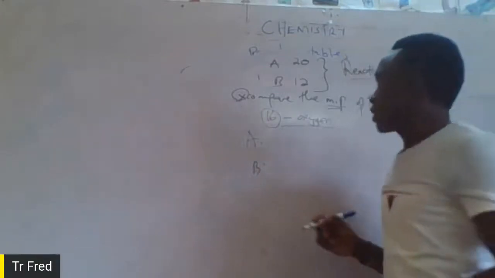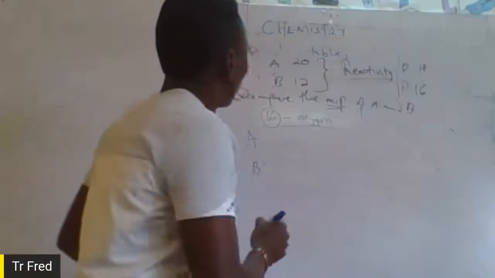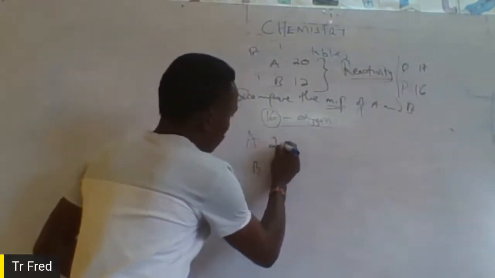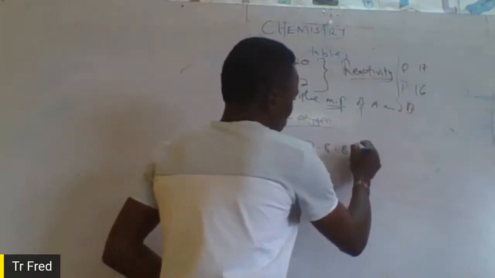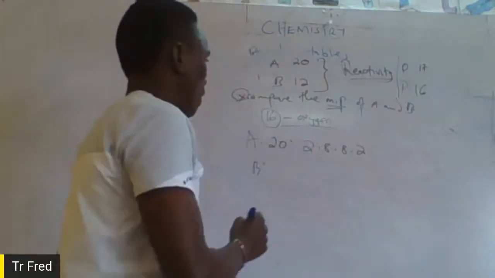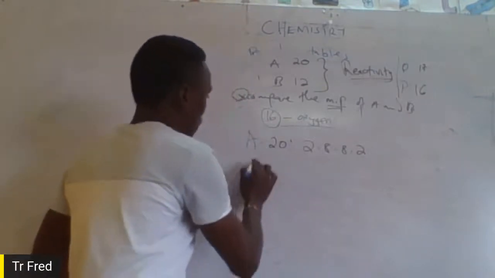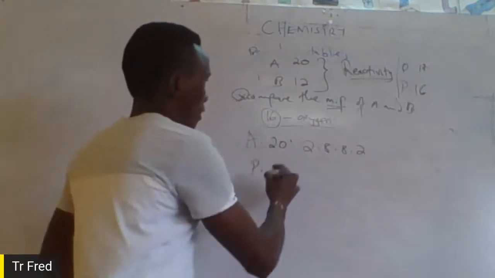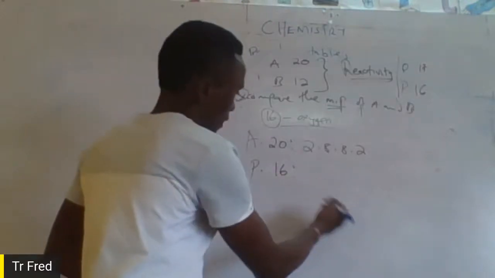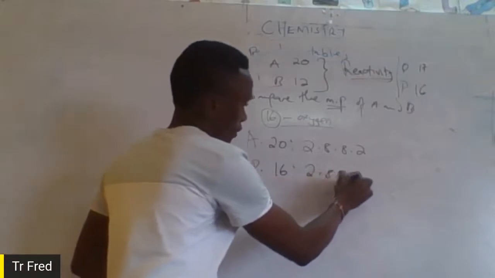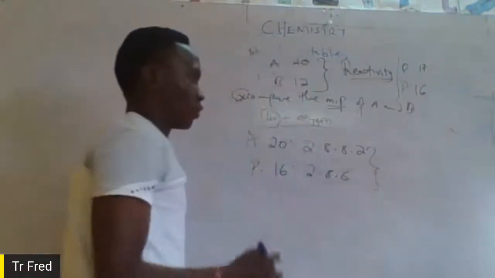And for element A, the atomic number is 20, and the 20 means that it is 2, 8, 8, 2. And element P, which is reacting with A, has atomic number 16, which has an electron configuration of 2, 8, 6. Now, the second most important thing is to know the valences.